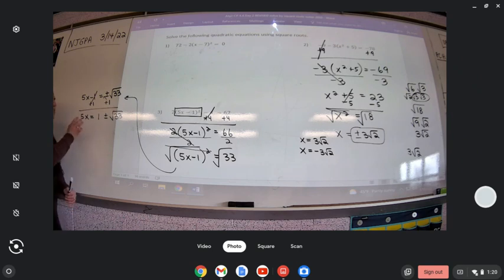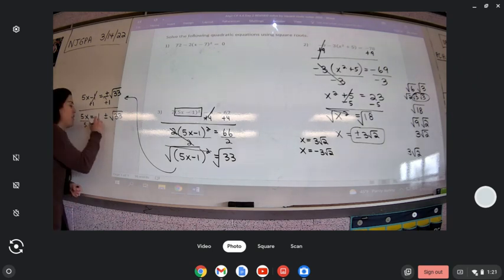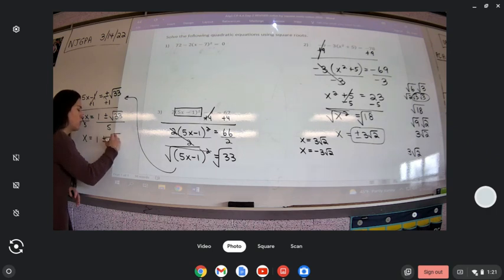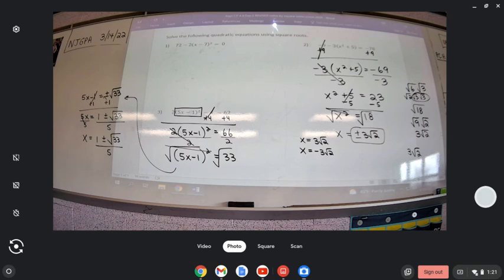And now what is the only thing you have left to do to get x by itself? Divide by 5, and then divide this by 5. And x is equal to, as weird as this is, 1 plus or minus the square root of 33, all divided by 5. Now, I could have divided 1 by its own 5 and divided plus or minus the square root of 33 by its own 5. I could have split them into 2 separate fractions. But because 1 doesn't divide by 5 and the square root of 33 doesn't divide by 5 and nothing reduces, I just chose to leave it like that.